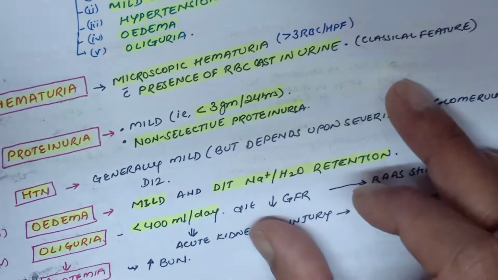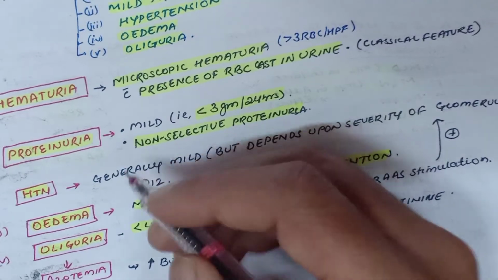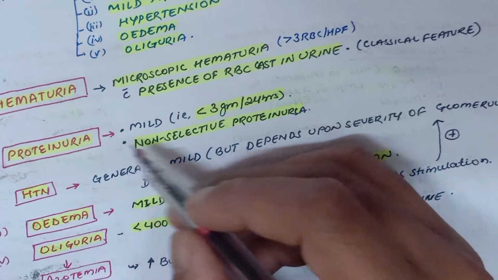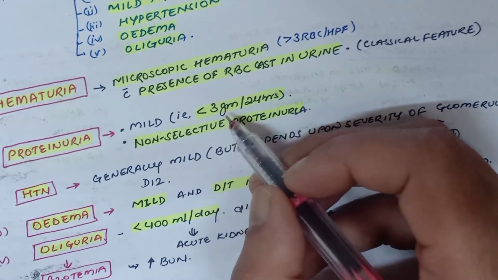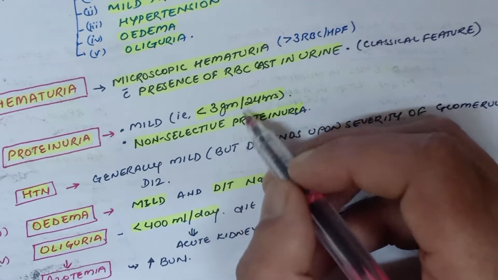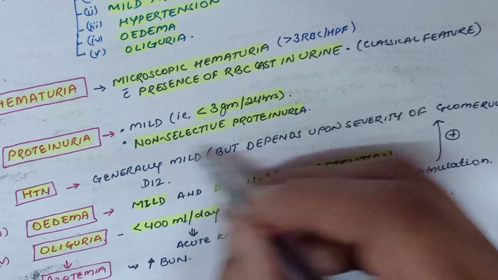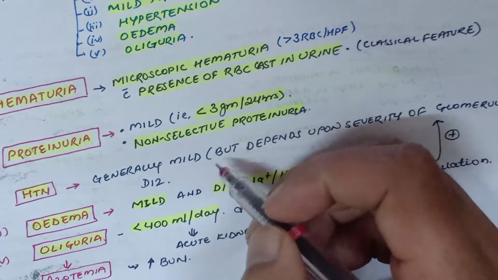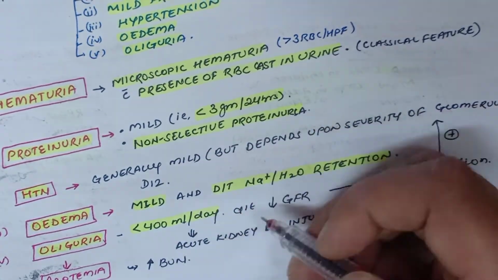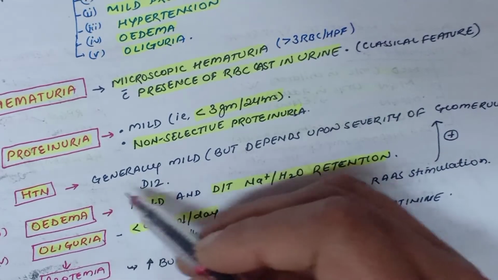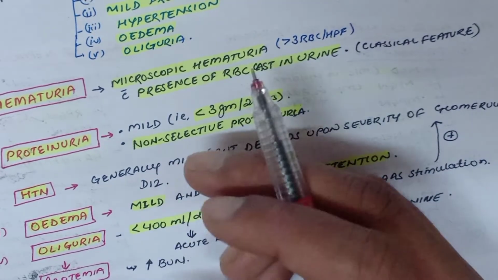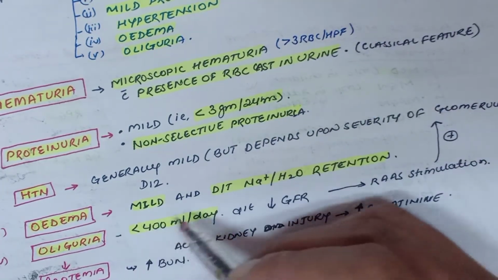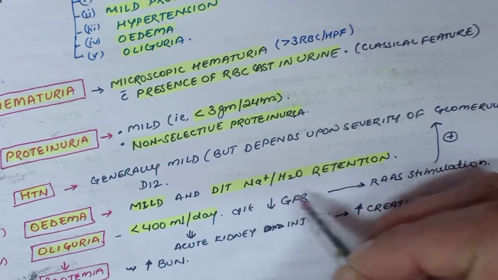Now coming to proteinuria, there is mild proteinuria. In case of nephritic syndrome, the proteinuria is mild, that is the protein loss is less than 3 grams in 24 hours, and the protein loss is non-selective. And there will be hypertension, which is generally mild, but it depends upon the severity of the glomerular disease. And there will be edema, which is mild, and it is due to sodium water retention.